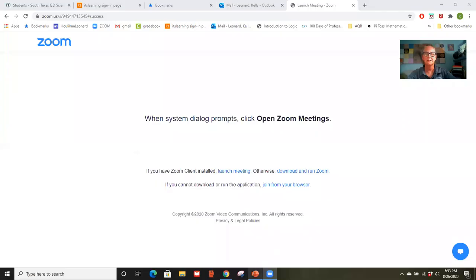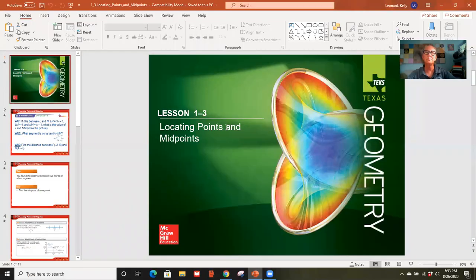Here we go. Chapter 1, Section 3 is going to be about locating points and midpoints.